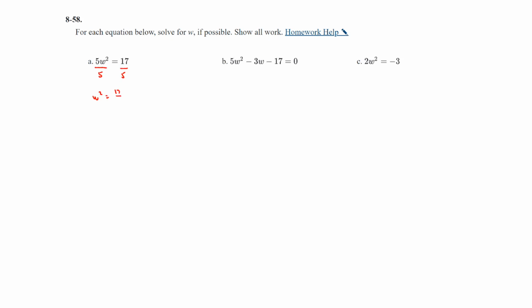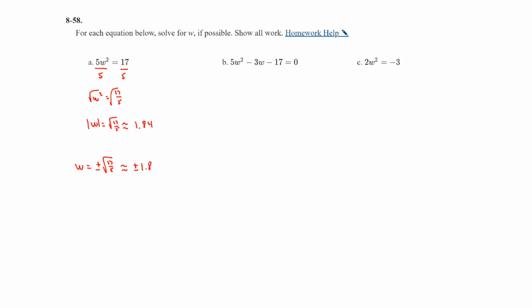And that's 17 fifths. And then you can take the square root of both sides to get w, and it's actually the absolute value of w, which is equal to the square root of 17 fifths. So you can leave it like that. You can use your approximation of whatever the square root of 17 fifths is. But remember, it is the absolute value, so there are two values. There's a positive and a negative for that. So w is equal to plus or minus the square root of 17 over 5, or once again, approximately plus or minus 1.84.